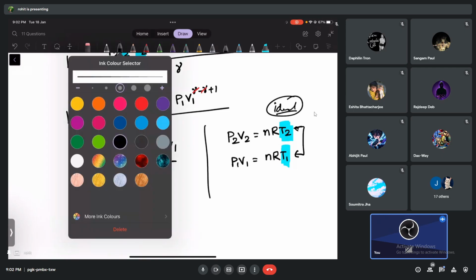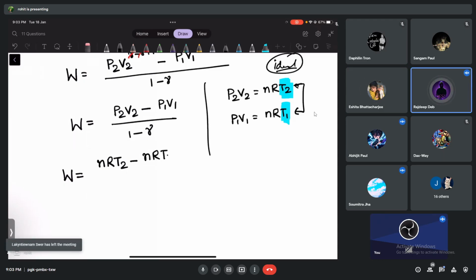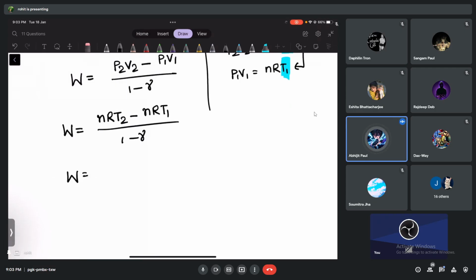Now waiting, guys, waiting for your help. How much should I write? W equals to nRT2 minus nRT1 divided by 1 minus gamma. So W will be equal to what now? nR common. Then I can write T2 minus T1 by 1 minus gamma.